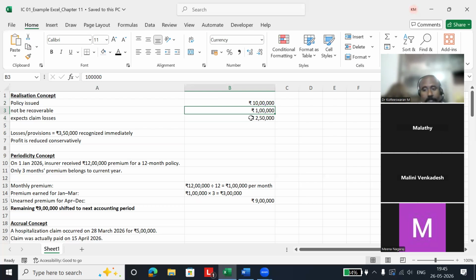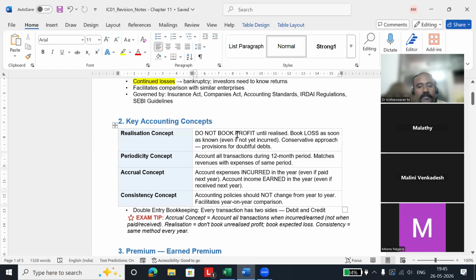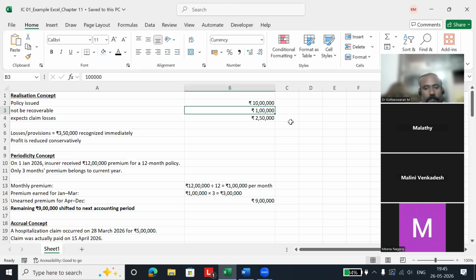They will pay, but it's not paid yet. Out of the 10 lakh policy we have issued, only 9 lakh has been paid so far; 1 lakh is not paid yet. So this is equal to the profit until realized. The 1 lakh rupees profit has not come to us yet, but it is going to come, since they have taken the policy. But we are not going to account it.